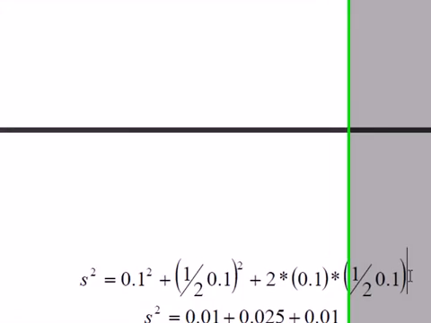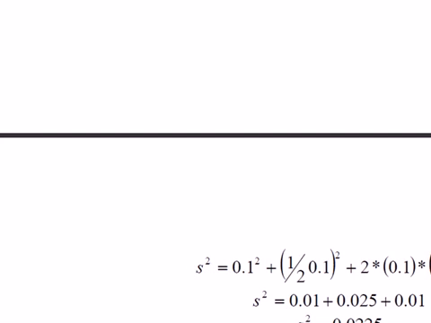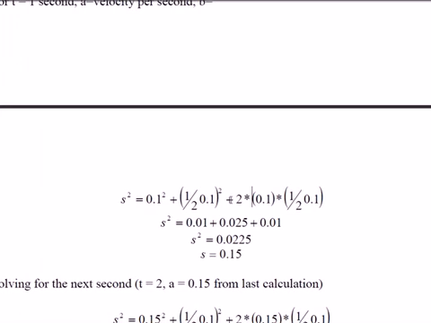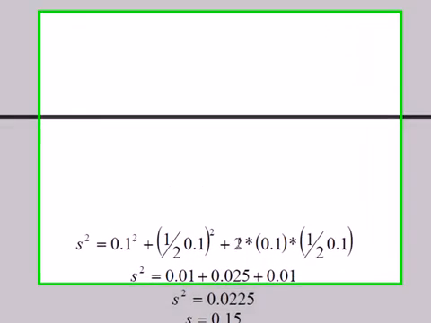this is the s squared. This is the law of the cosines example. So s squared is equal to 0.1 squared plus 1/2 of 0.1 squared plus 2 times 0.1 times 1/2 of 0.1. Now in the law of the cosines, the formula is minus 2ab cos theta. Because the cos of the angle 180 is -1, it's minus 2ab, so you get a plus.